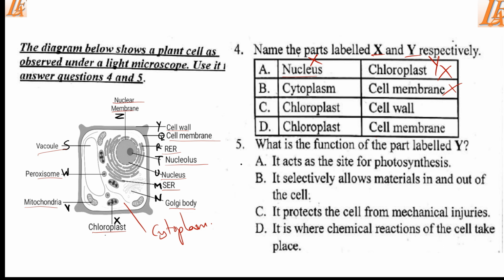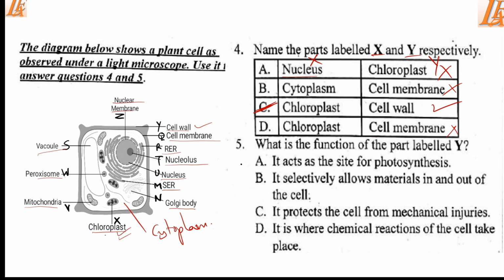C, we have a chloroplast for X, which is right. And then we have a cell wall for Y, which is also right. So this is the correct answer here. And then D, we have a chloroplast, X, which is correct. And then Y, cell membrane, which is wrong. Y is not a cell membrane. Y is a cell wall. So here the correct answer is C, chloroplast for X, and then cell wall for Y.